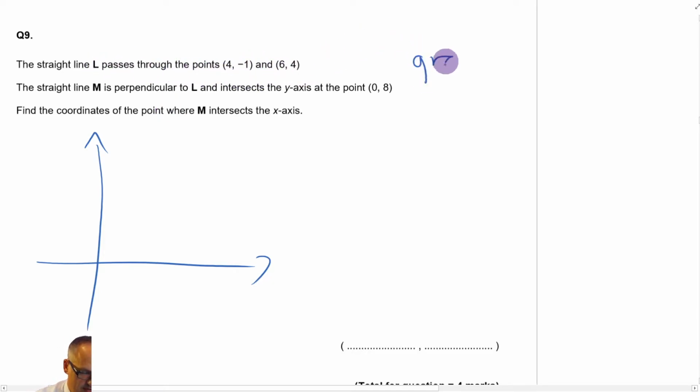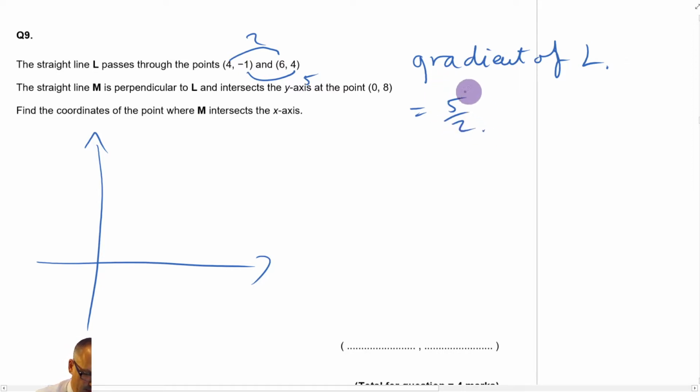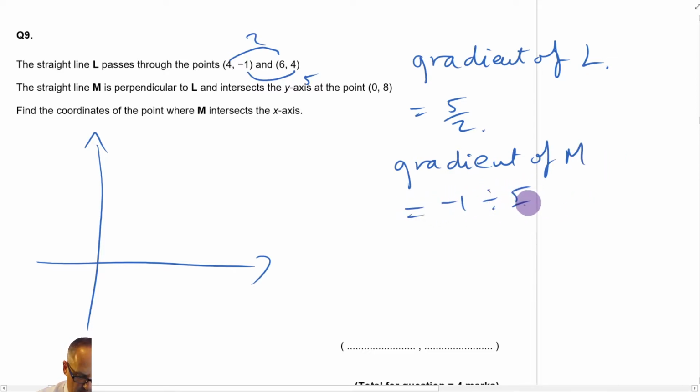So the gradient of L is equal to, the change in x is going to be 2 and the change in y is going to be 5. So it's equal to 5 over 2. Now remember, to find the gradient of the perpendicular, we divide minus 1 by this answer. You can do this on your calculator. Minus 1 divided by 5 over 2 is the same as minus 1 times 2/5, which gives me minus 2/5. You could do that on your calculator.